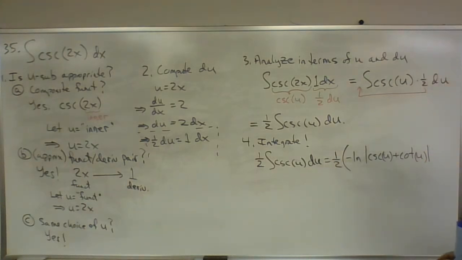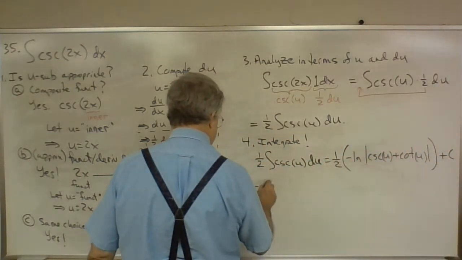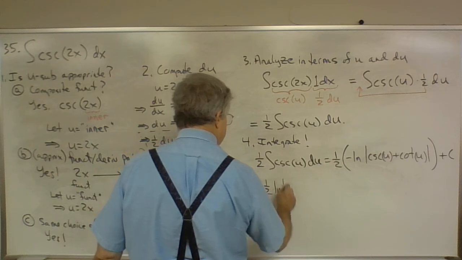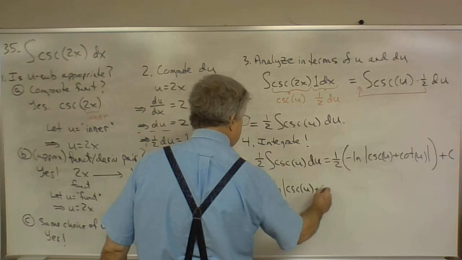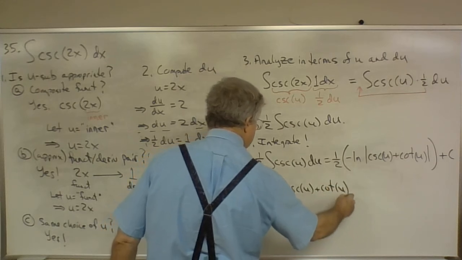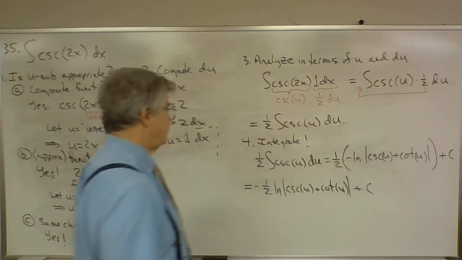No one else on Earth or in the known universe does, but this is the form that our authors use. And it is correct. It's just not what the rest of the universe uses as the standard form. So what do we get? We get negative 1/2 natural log cosecant u plus cotangent u plus c.